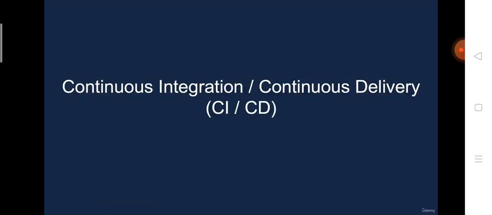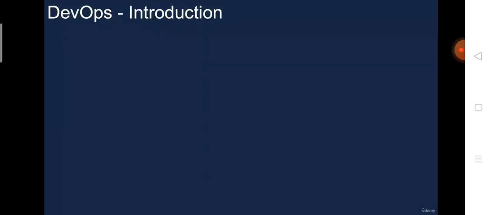Continuous integration and continuous delivery, otherwise referred to as CI/CD, is one of the DevOps practices followed to achieve faster time to market as well as increased confidence in delivering software applications. I'll give you a quick introduction to continuous integration and continuous delivery in this lesson. As I said, CI/CD is one of the DevOps practices, so let's start with an introduction to DevOps.